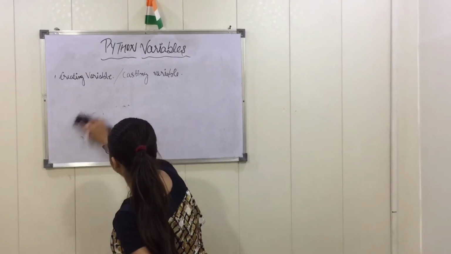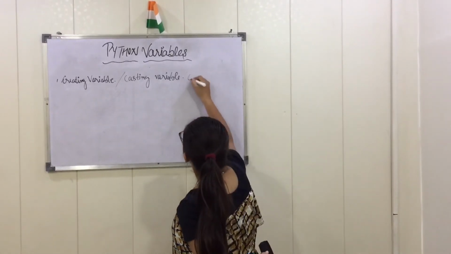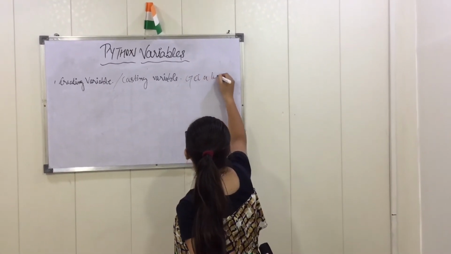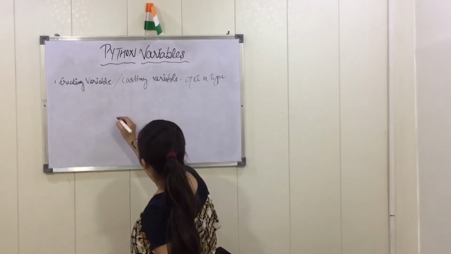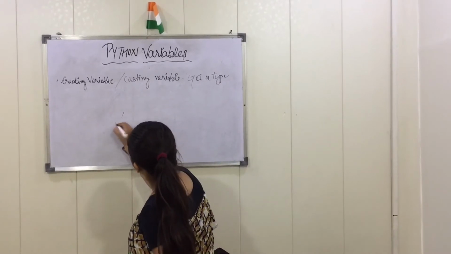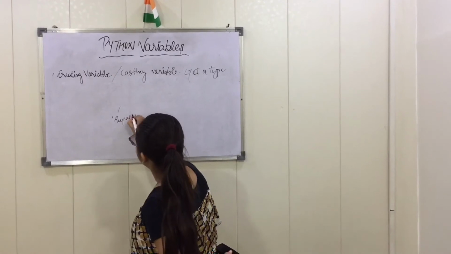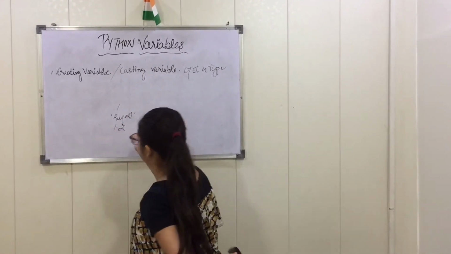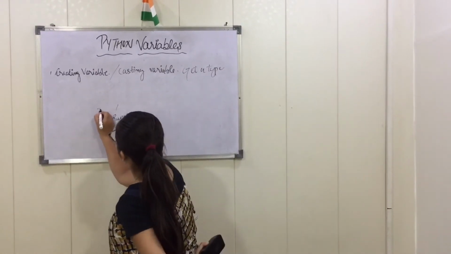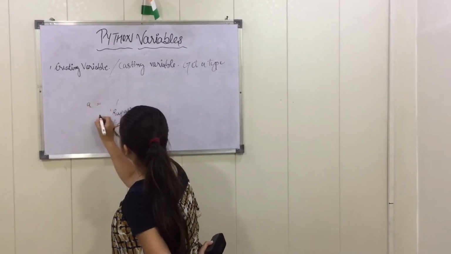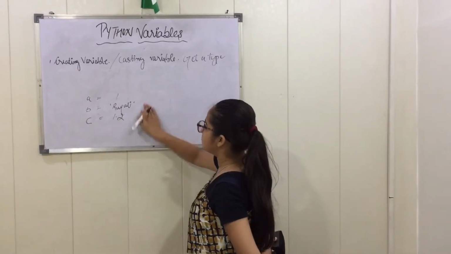So another example is to get a type. Suppose I need the type of a variable, so we'll write here 1. The second example is Rupali, and the third example is 1.2. So I have taken three examples. Now I will put these into variables. Suppose my first variable is a, second is b, and third one is c. So these are the different values I have taken.